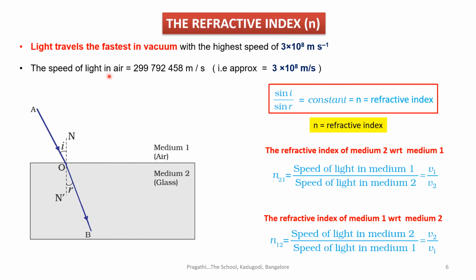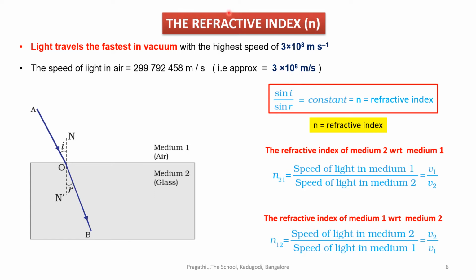But what is the speed of light in air? It is almost equal. See, here it is 299,792,458 meters per second. Approximately it becomes 3 into 10 raised to the power of 8 meters per second. Both will be the same, but compared to vacuum, the speed of light in air is very slightly smaller. The speed of light in vacuum is 3 into 10 to the power of 8, but the speed of light in air is 2.997 into 10 to the power of 8. That means we say it is approximately 3 into 10 raised to the power of 8 meters per second.